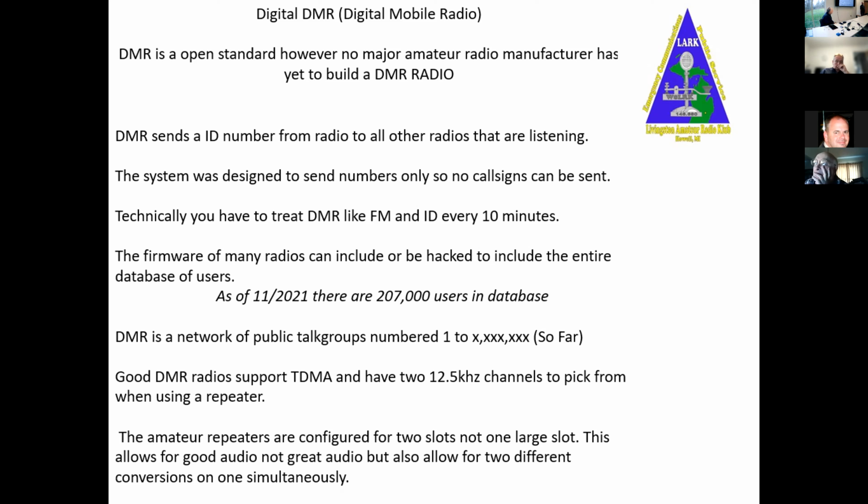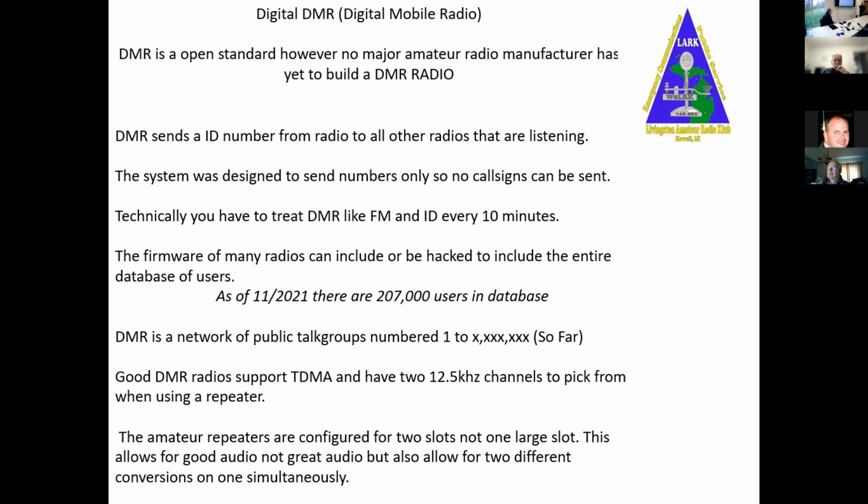That means there's 207,000 hams that are using DMR. That's a pretty good number, right? They did at one time look at inactivity and purge a bunch of numbers. So this is 207,000 active hams, right? So that's the 207,000 real numbers.